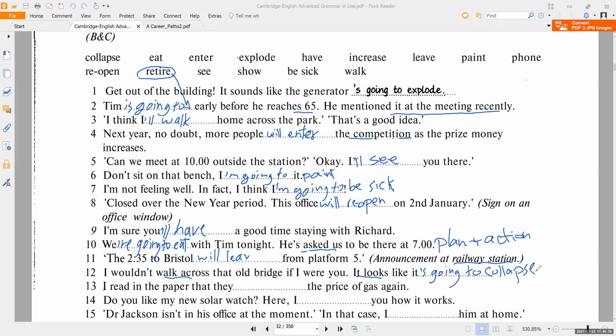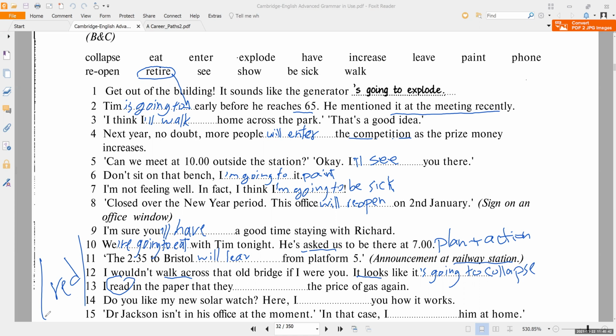Number 13. I read in the paper that day the price of gas again. read هنا تقرأ كأنه read كأنه اللون الأحمر، تقرأ كما تلفظون اللون الأحمر لأنها في الماضي، فالread تصبح في الماضي لكن لا يتغير الإملاء بتاعها.